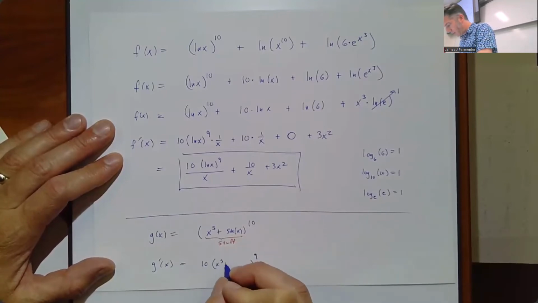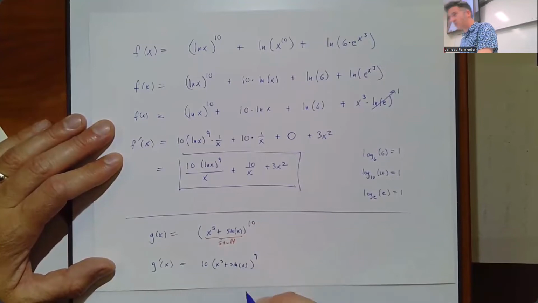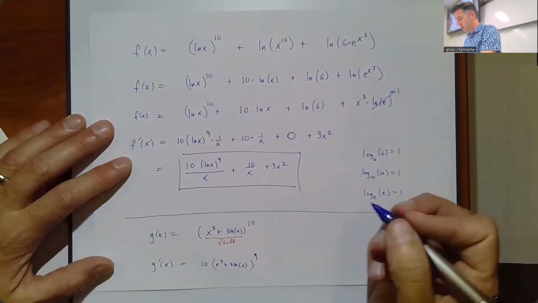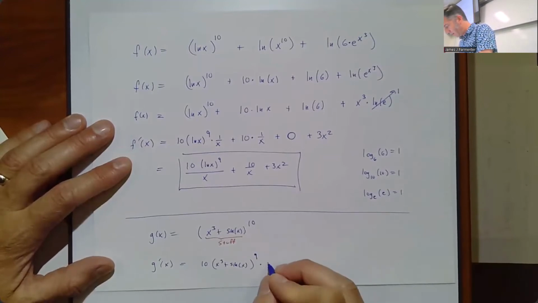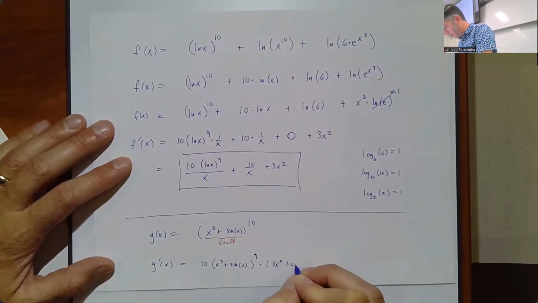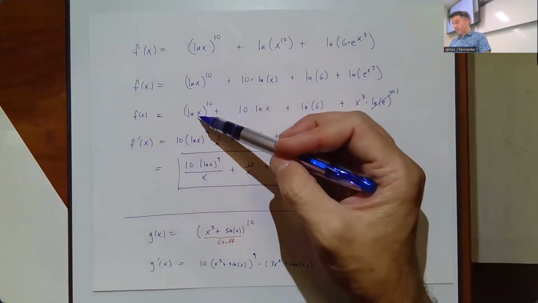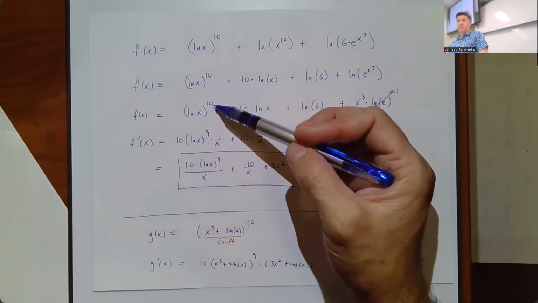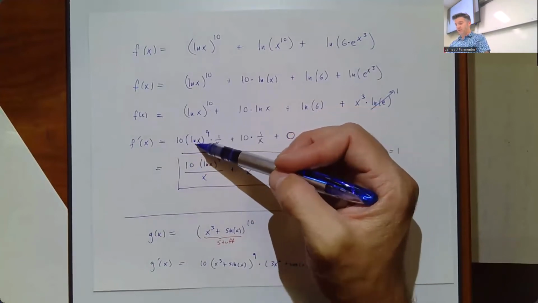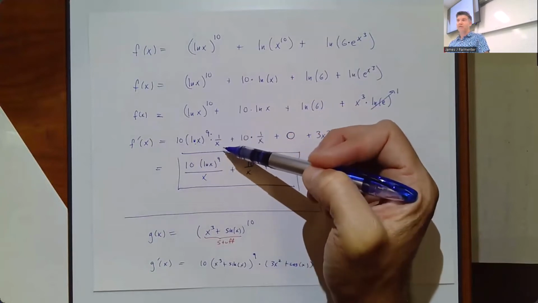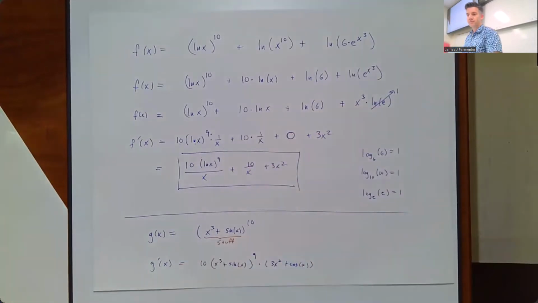But then, of course, because we said the magic word stuff, what do we have to multiply by? Always the derivative of the stuff. 3x squared plus cosine of x in this case. Or in the previous example, we had some stuff to the 10th power, and we used the same idea. We said, oh, we're going to get 10 times our stuff to the 9th, but then we have to multiply by the derivative of that stuff. So that's what's happening there. Other questions about this one?